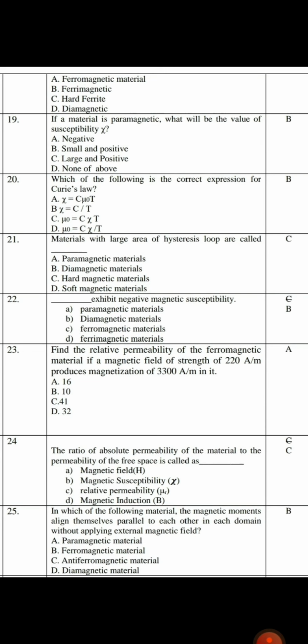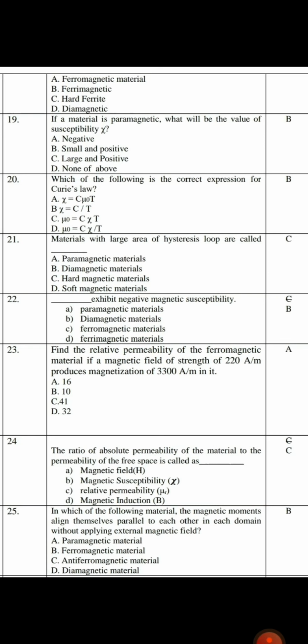20. Which of the following is the correct expression for Curie law? From the following expressions, option B is the correct answer, which is the Curie law.